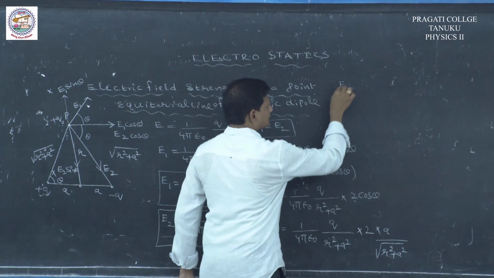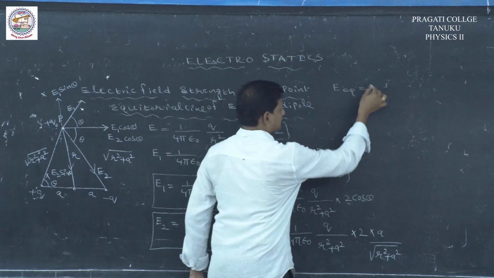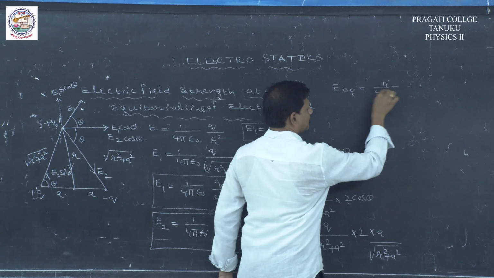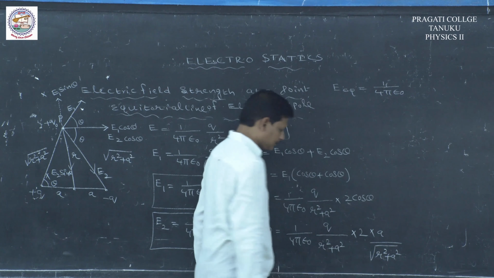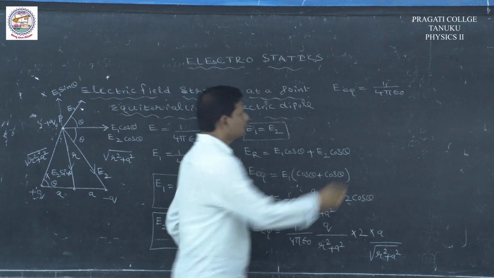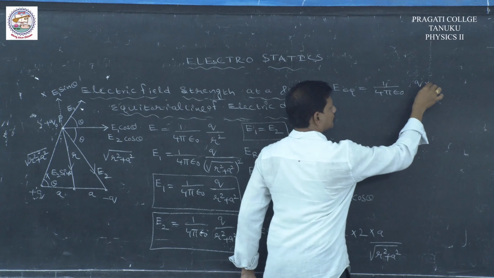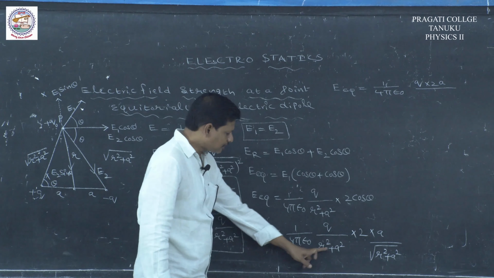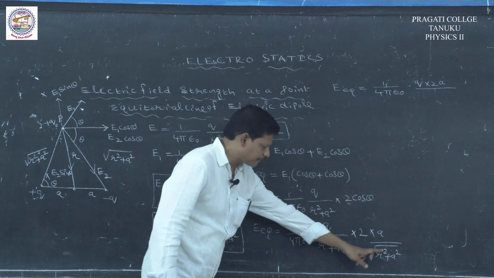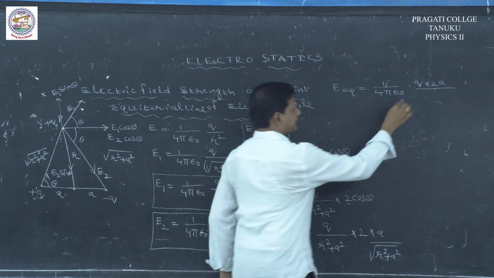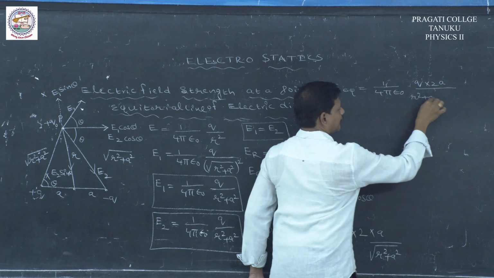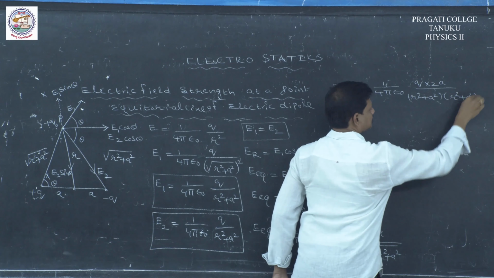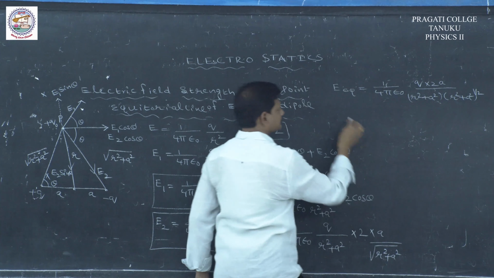So, E equatorial is equal to 1 by 4 pi epsilon naught, q into 2a by r square plus a square into r square plus a square whole power 1 by 2.